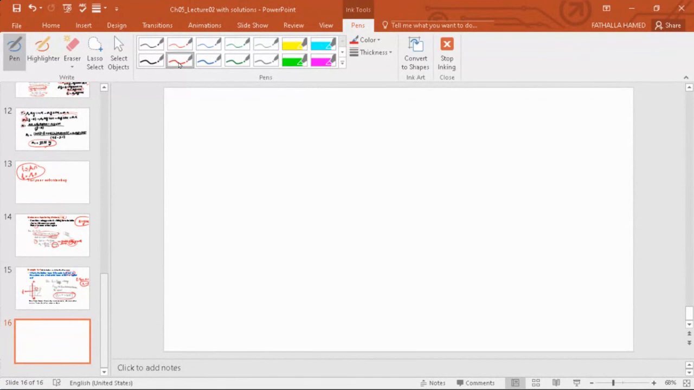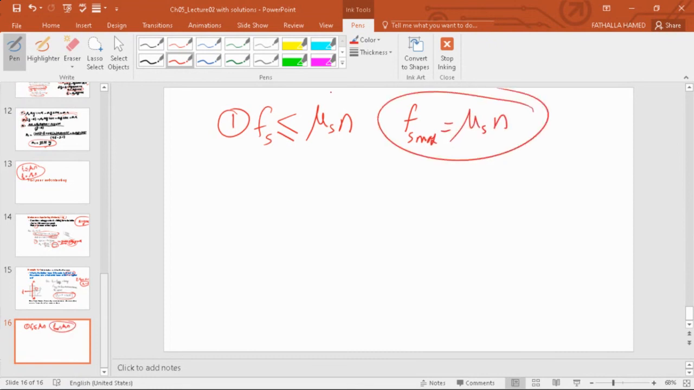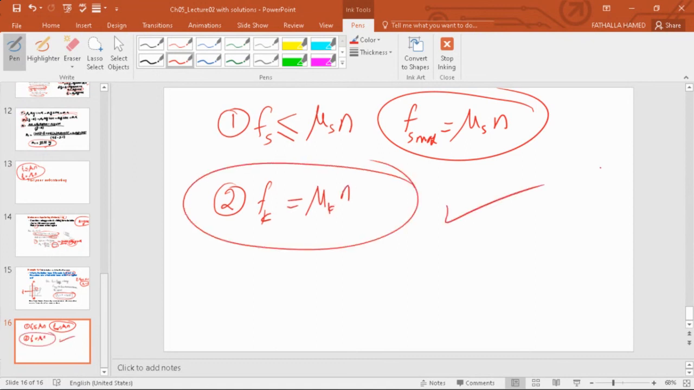So for today, we basically talked about static friction, and we said it's less than or equal to mu s times the normal force, and maximum static friction happens at mu s times the normal force. An object will break loose. As soon as it breaks loose and starts moving, you no longer have static friction, you have kinetic friction, and the kinetic friction is equal to mu k times the normal force.